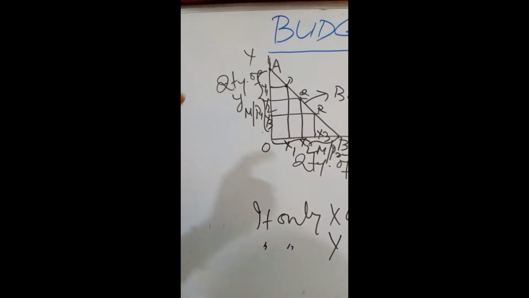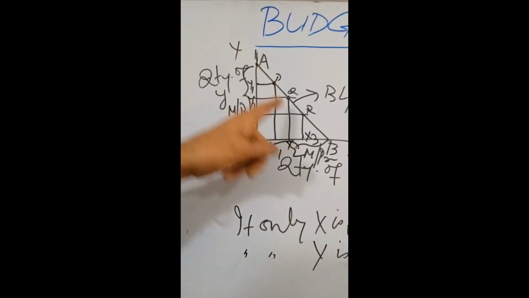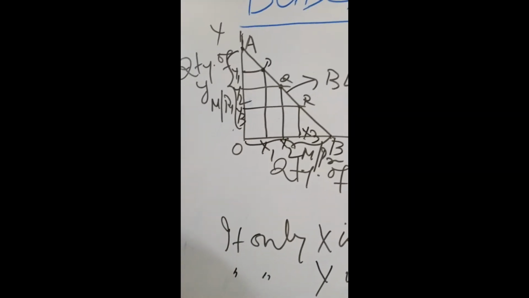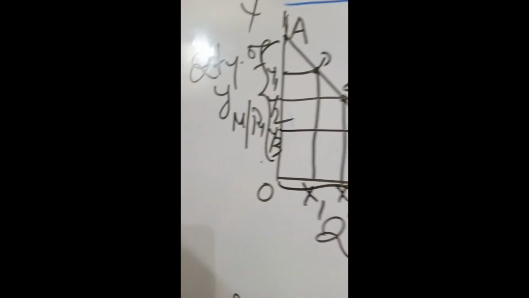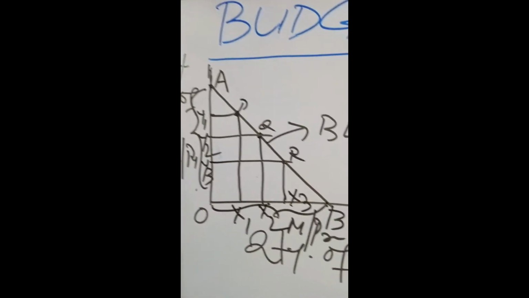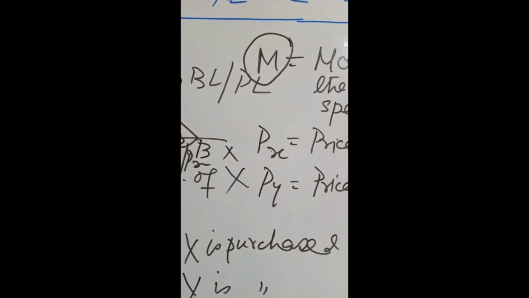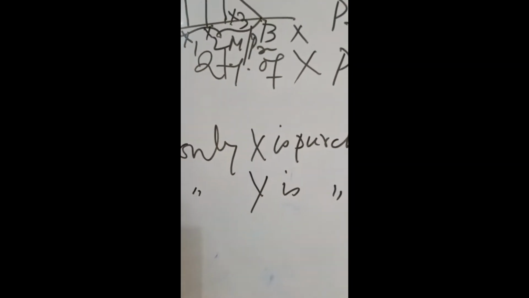So all these combinations P, Q, R, and there will be many other combinations, and all will be equally expensive to the consumer. So now we have considered that income of the consumer is given, prices of the commodities are given, and the consumer spends all his money income on two commodities X and Y. And AB is the budget line.